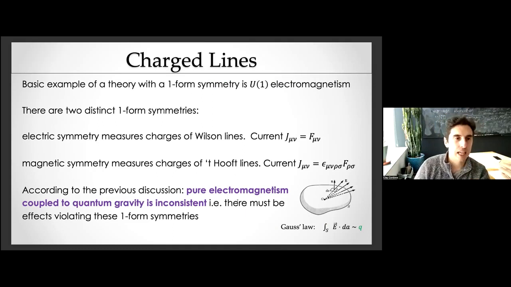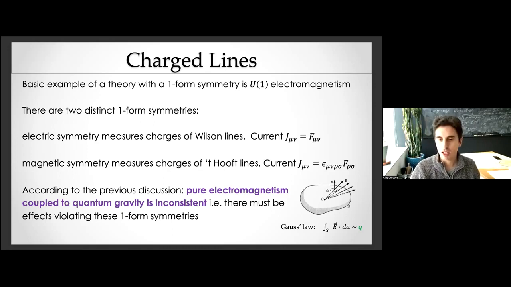Now, the basic example of a theory with a one-form symmetry is U(1) electromagnetism. And in this theory, there are two distinct one-form symmetries. There's the electric symmetry, which measures the charges of the Wilson lines. The current here is J^{μν} = F^{μν}. It's conserved because I'm here talking for the moment about free electromagnetism, so no matter for the moment. And the fact that the Wilson lines are charged is the fanciest way of saying Gauss's law, which is that you just surround a test charge by a sphere and you do the integral of the electric field and you get the enclosed charge Q.